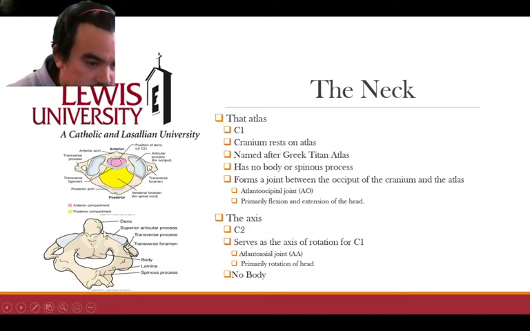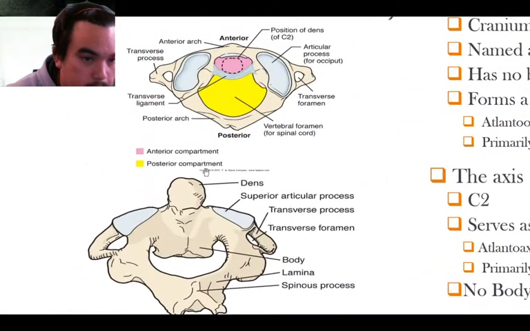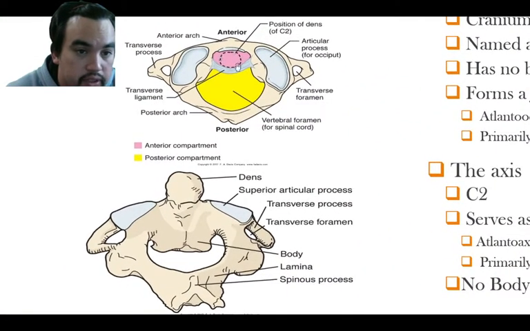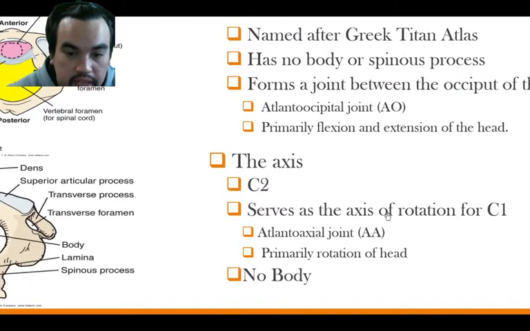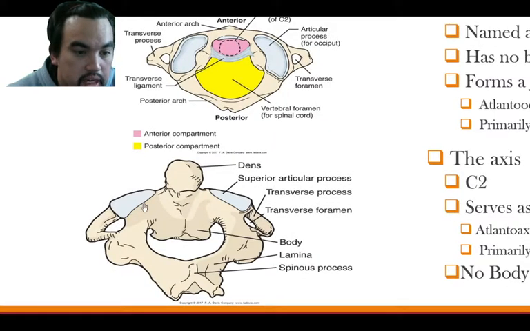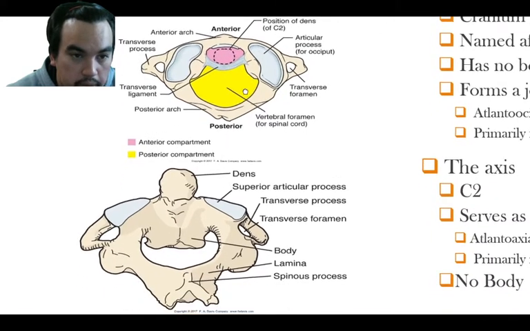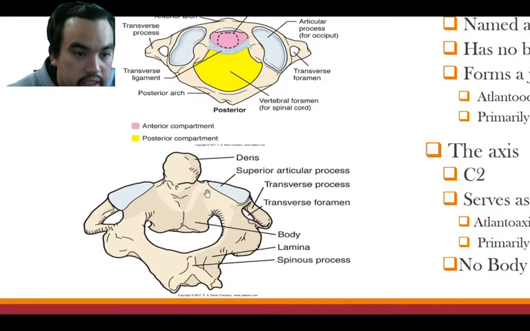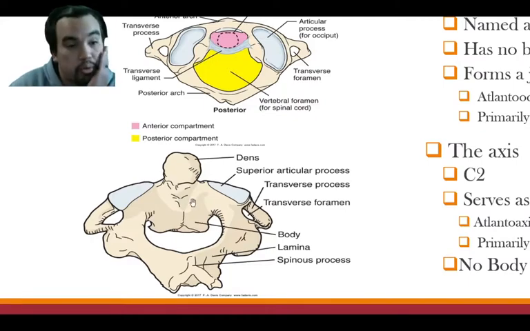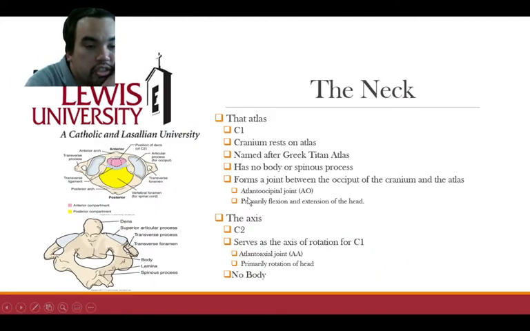Then you see this dens here on this axis. This sits right through this little hole right here, and it allows more for that rotation. It serves as the axis of rotation for C1. So this sits on it, slides right in like a Lego, and then moves around for rotation. Because of how the dens sits inside of this atlas here, it would not be very functional for flexion and extension because of the bone-on-bone connection that happens there.